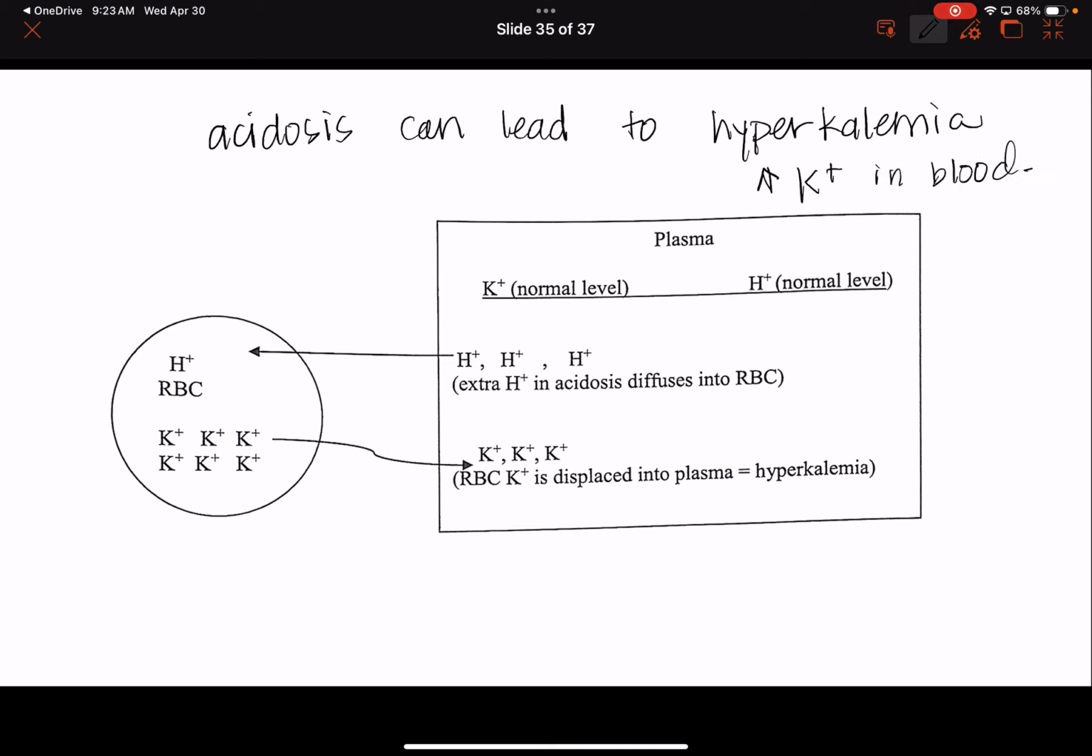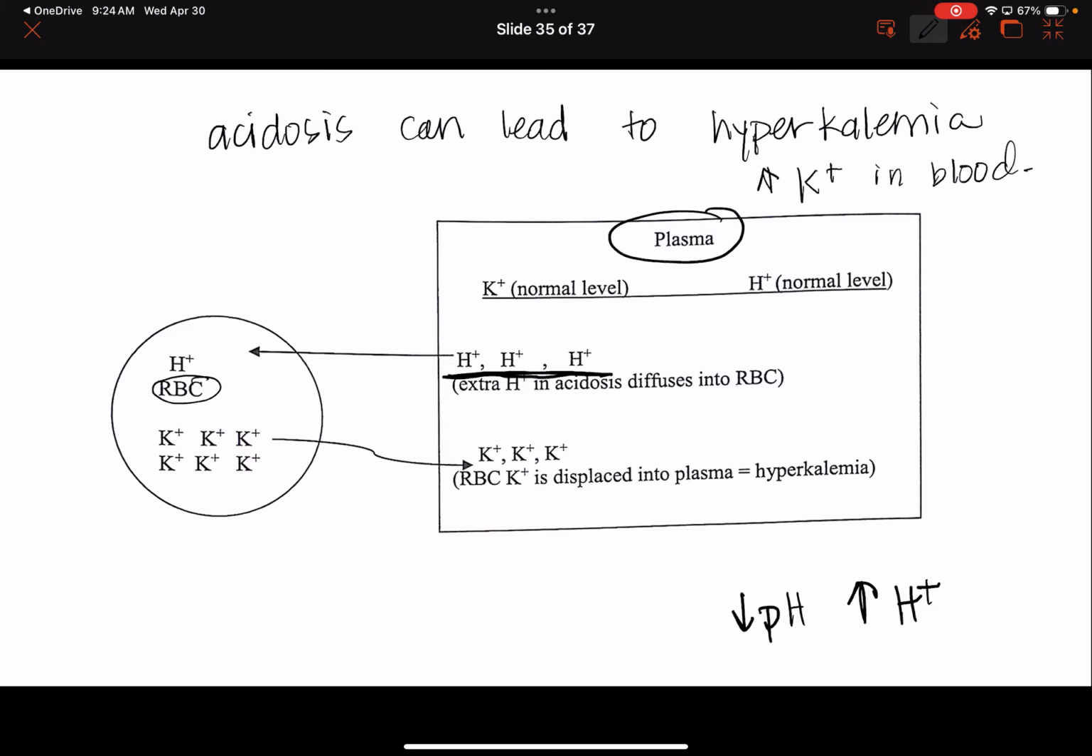So when you have acidosis or a low blood pH, now what should your blood pH be normally? 7.35 to 7.45. So if you have a low pH, what ion do you have too much of? Hydrogen ions. If you have a low pH, it means too many hydrogen ions. So if you have too many hydrogen ions, here's the plasma, here's a red blood cell. If you have too much of these hydrogen ions, they're going to start to diffuse into your cells because there's an excess of them and they're going to start going in places they shouldn't.